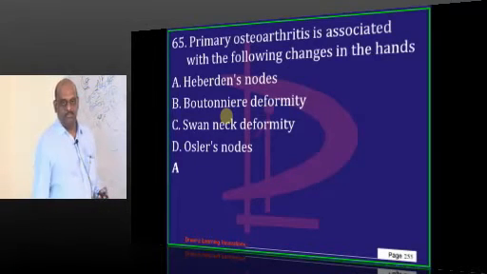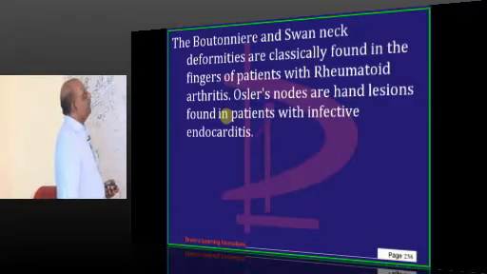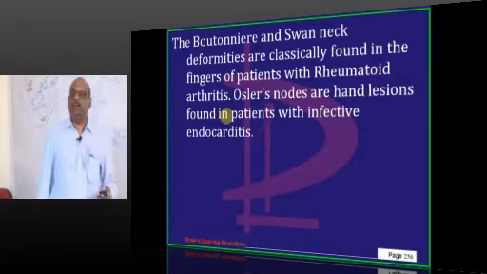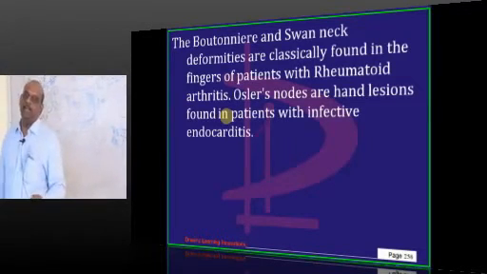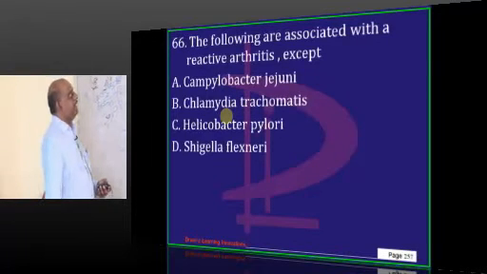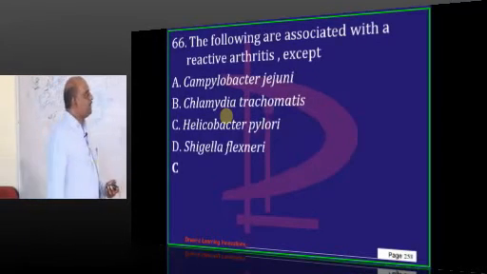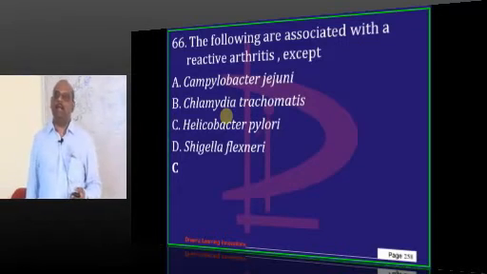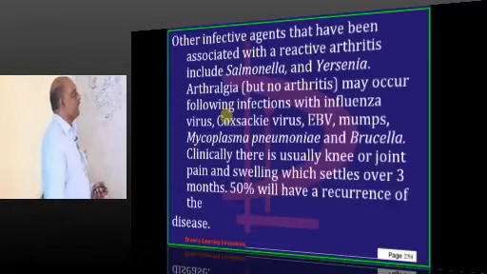Boutonniere and swan neck deformities are all problems in rheumatoid arthritis. Then reactive arthritis, what are the various organisms? Chlamydia, Campylobacter and also Shigella.